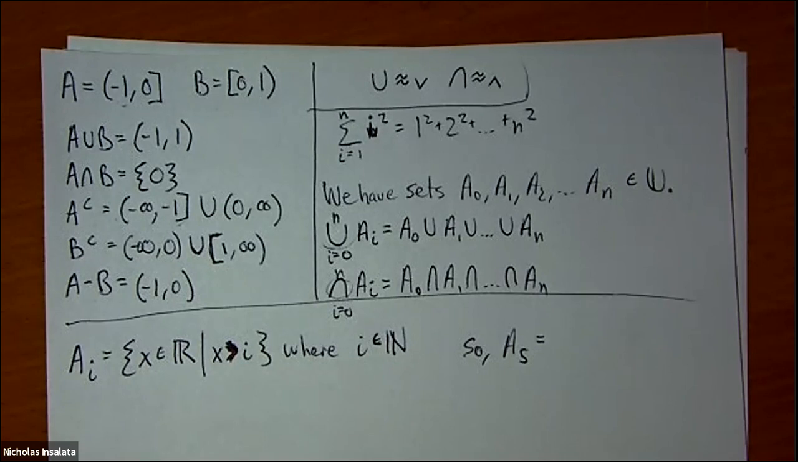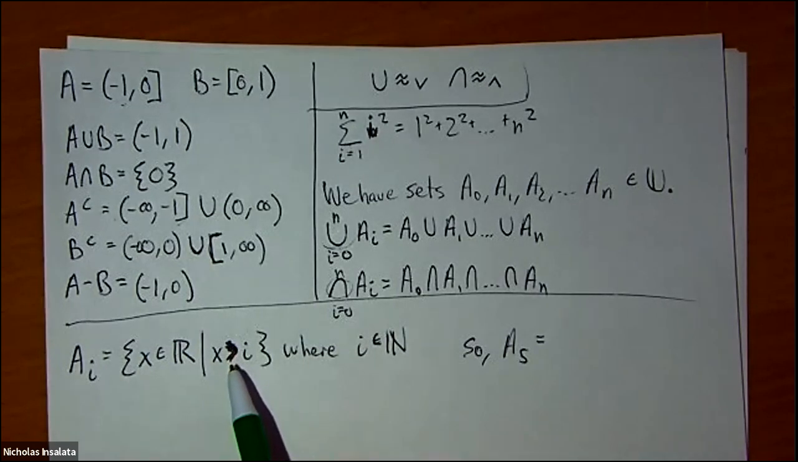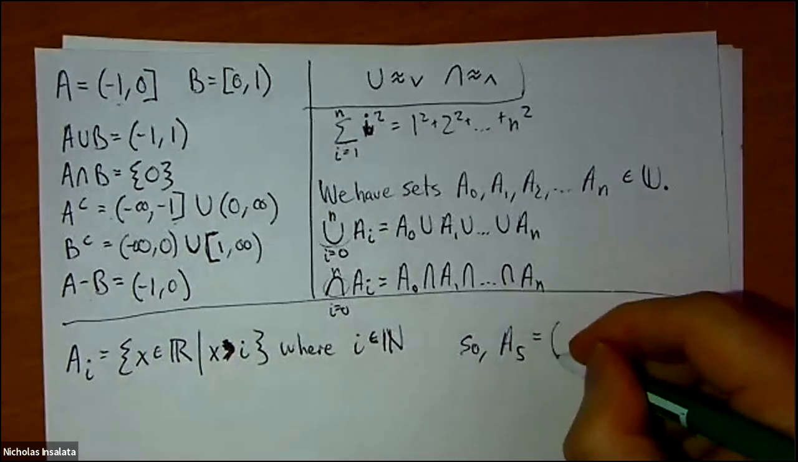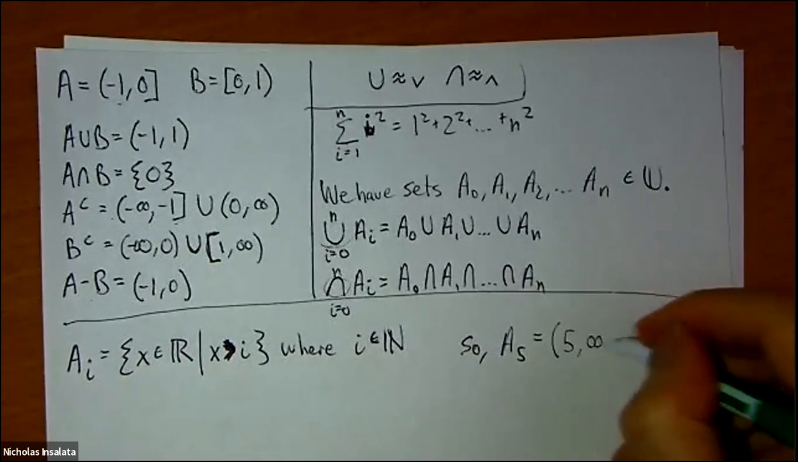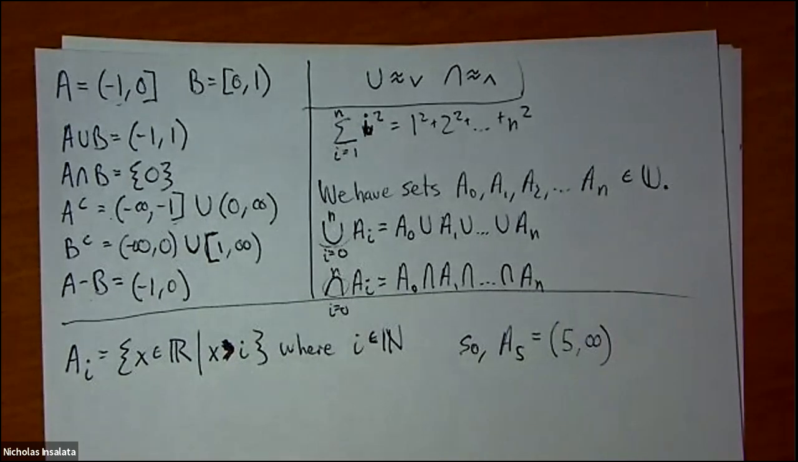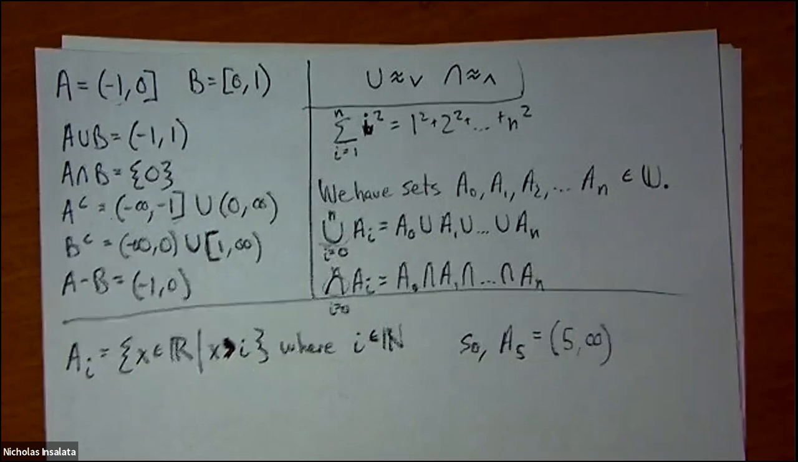Very close. It would be the open interval, because this is a strict inequality. So it would be the open interval from 5 to infinity. Very close. Does that make sense, Sean? Yeah, cool.